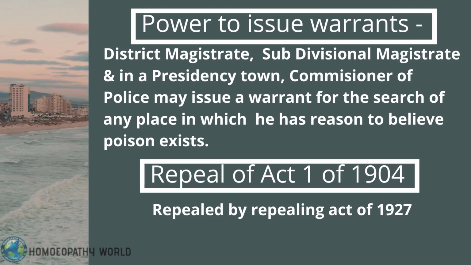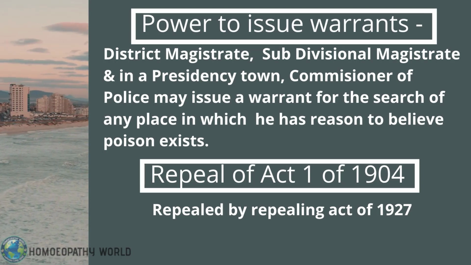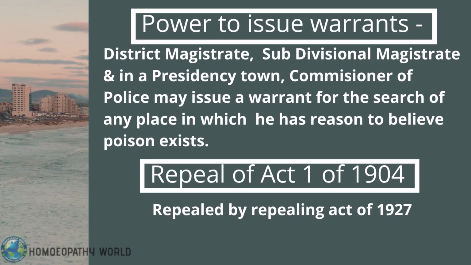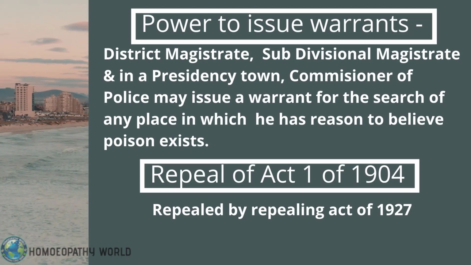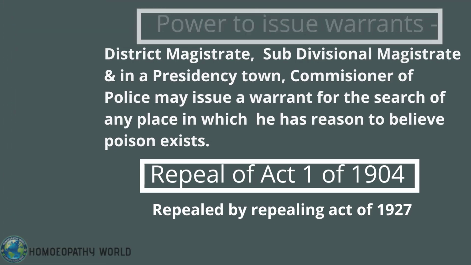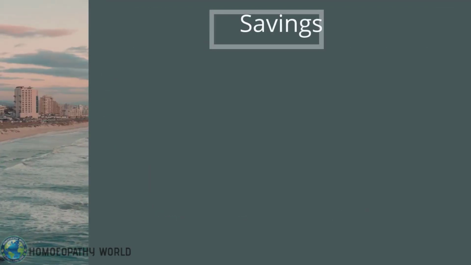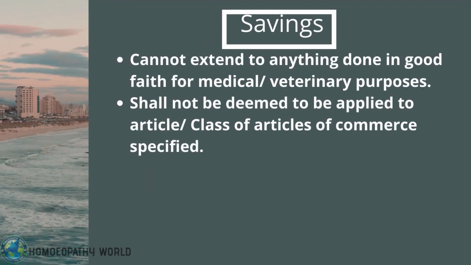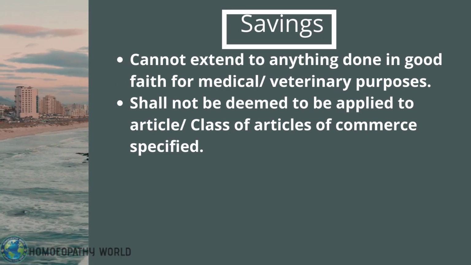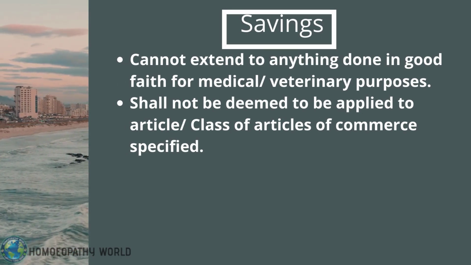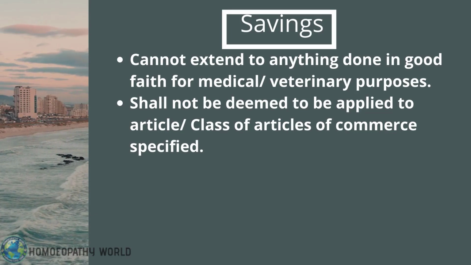Now, repealing of Act 1 of 1904, that is, this act was repealed by the Repealing Act of 1927. Savings. Now, what are savings? Savings is, even if the person is possessing poison, this act might not apply to that person.